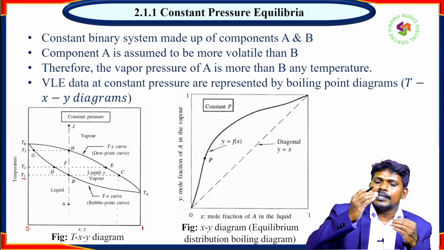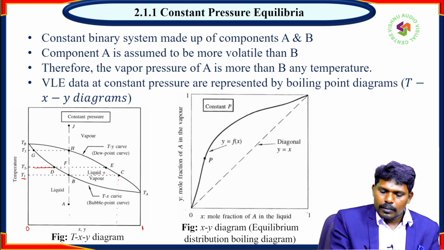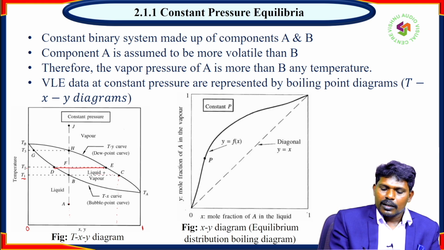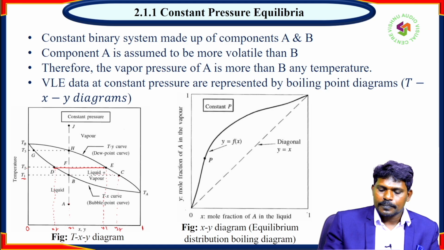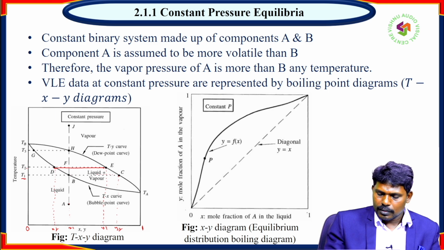Then if you increase the temperature further, for example, raise the temperature up to T2, then draw a line. For example, we are considering this is x1, this is y1, this is x2, this is y2. So x2 and y2 both are in equilibrium. So x2 is reduced further, and y2 is this.